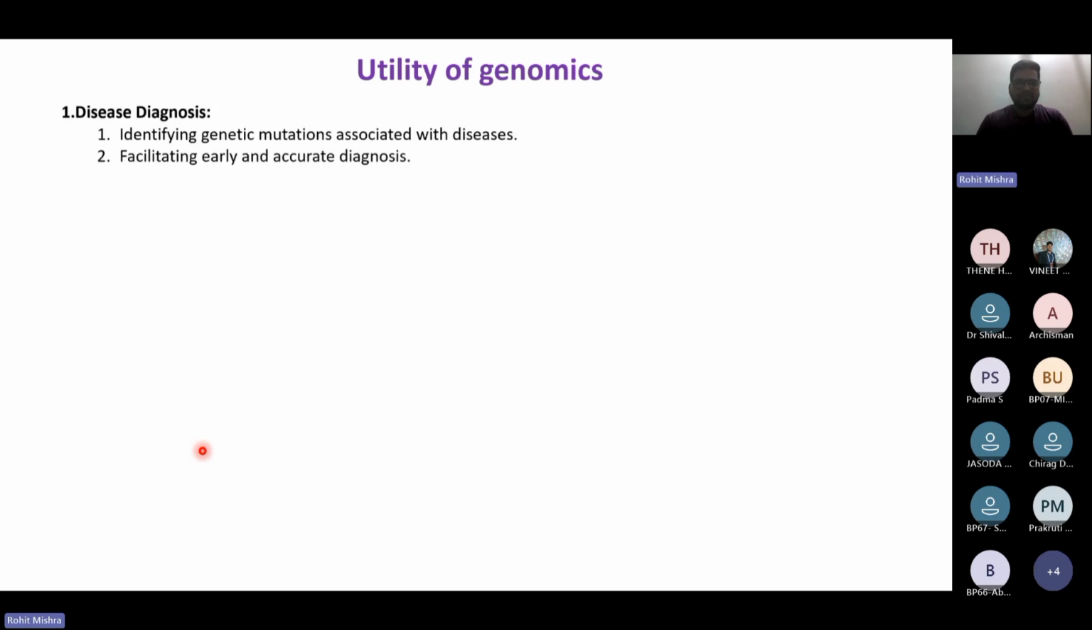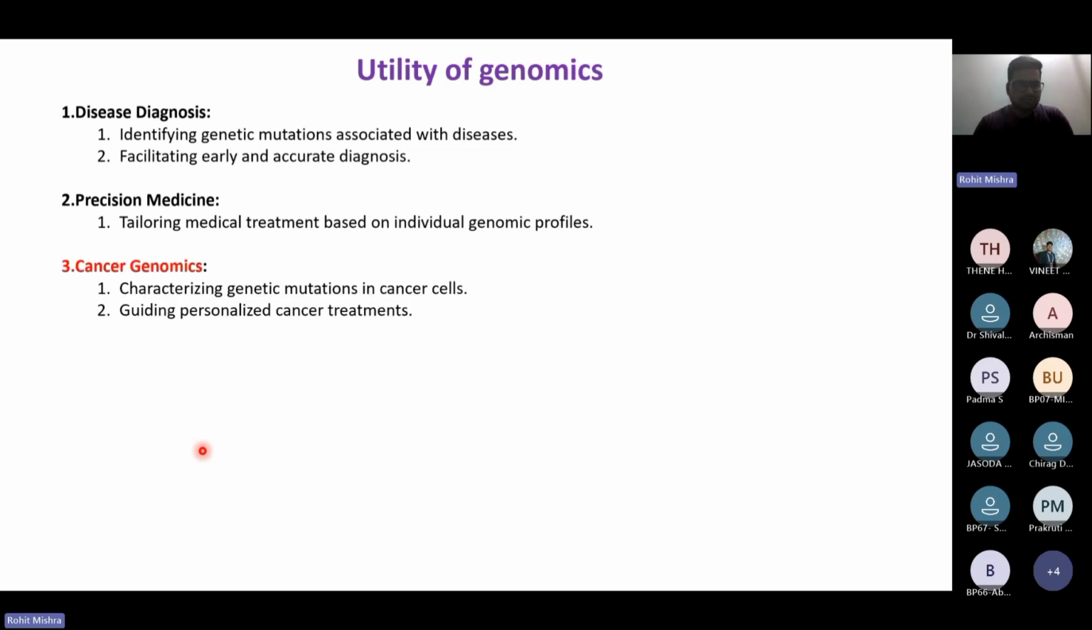Once we are clear with a few terminologies, what we need to understand is the utility of genomics, where exactly it plays an important role. Genomics can help us diagnose various diseases, that is, identify genetic mutations. We all know there are several mutations which keep happening with respect to different environmental factors, related to food and several other things. These genetic mutations can be identified with the help of genomics, and it can also help in early and accurate diagnosis of disease. Second is precision medicine. Genomics plays a very important role, because every individual has a different genomic profile, and this can help us provide better medical treatments to patients.